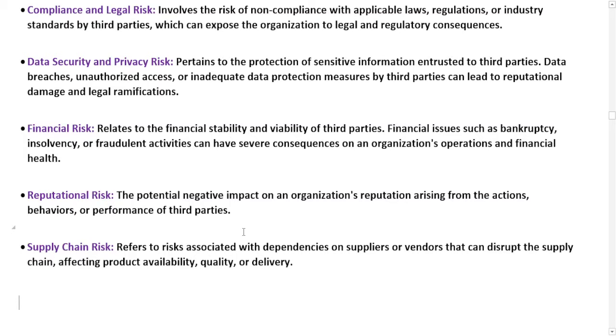Okay, actually the main purpose of including these types of risk in this lecture is basically to let you know the importance of these risks. If an organization identifies all these potential risk areas of vulnerabilities when engaging with their third parties, it enables them to implement appropriate risk mitigation strategies effectively. Okay, so that is it for this video.